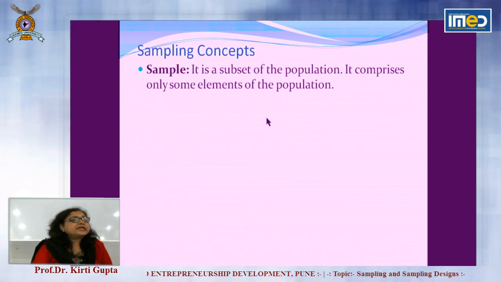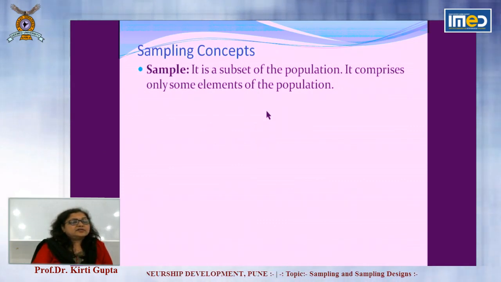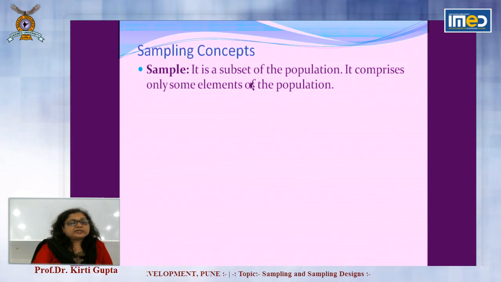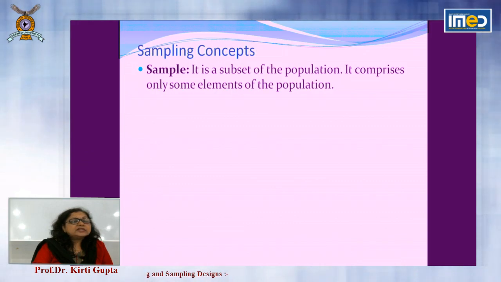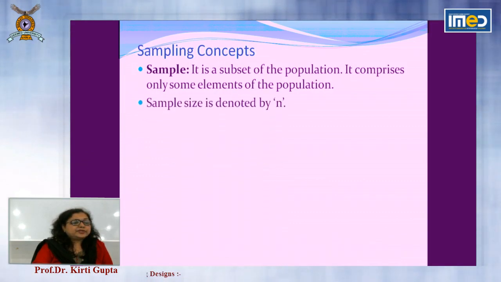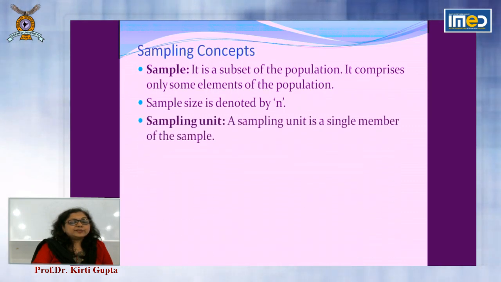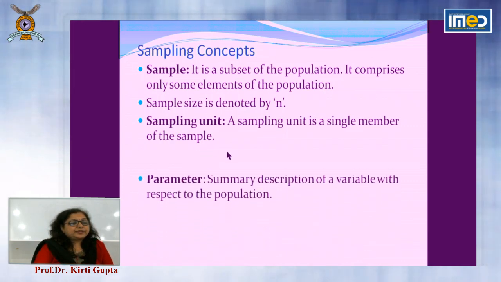Coming to the sampling concepts. First of all, what is a sample? A sample is nothing but a subset of the population. It comprises only some elements of the population. Sample size is denoted by small n. A sampling unit is a single member of the sample. Just as an element is the unit of the population, a sampling unit is the unit of the sample.